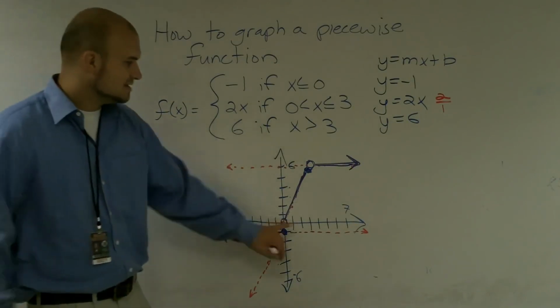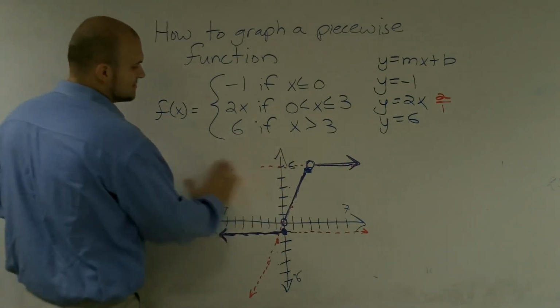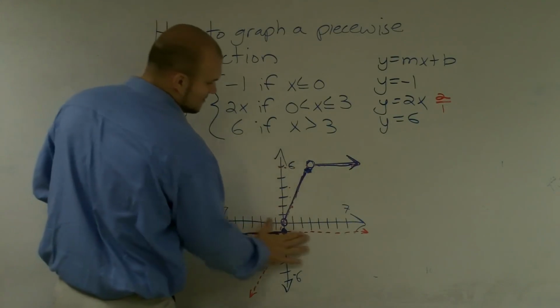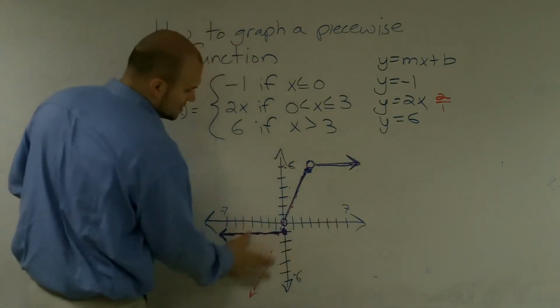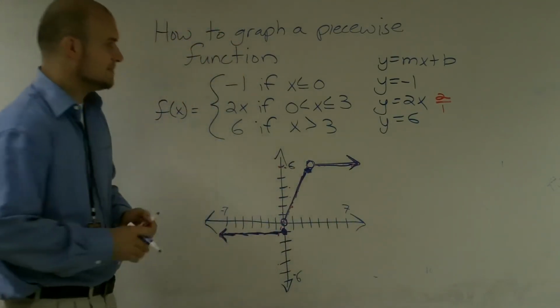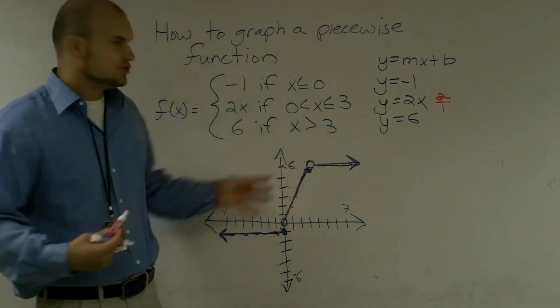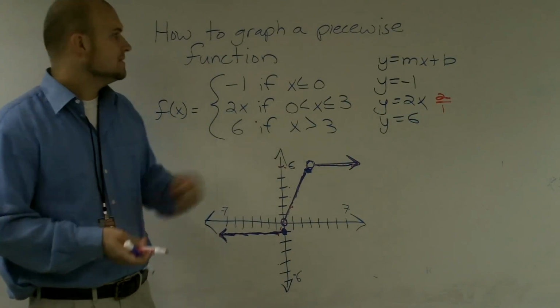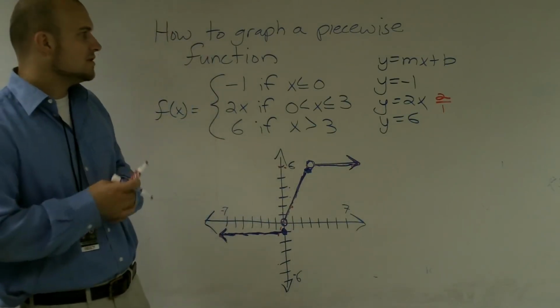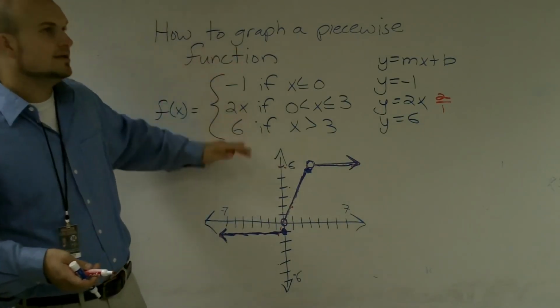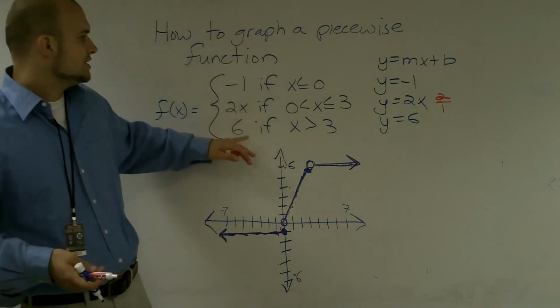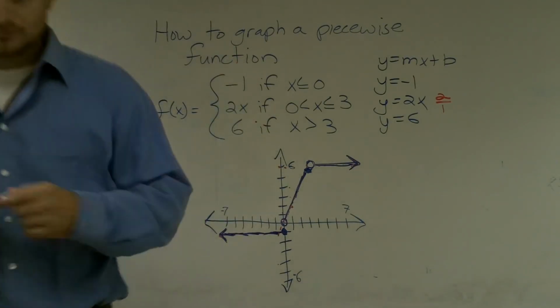And now, guys, you can see the blue is all I'm concerned with. So I'm just going to simply erase away my red, because those are points that do not meet the constraints of my piecewise function. So there's no point in having them on there. I just used them as a template to graph the rest of my equations. All right. So that is how you graph a piecewise function when given your equations and your constraints.